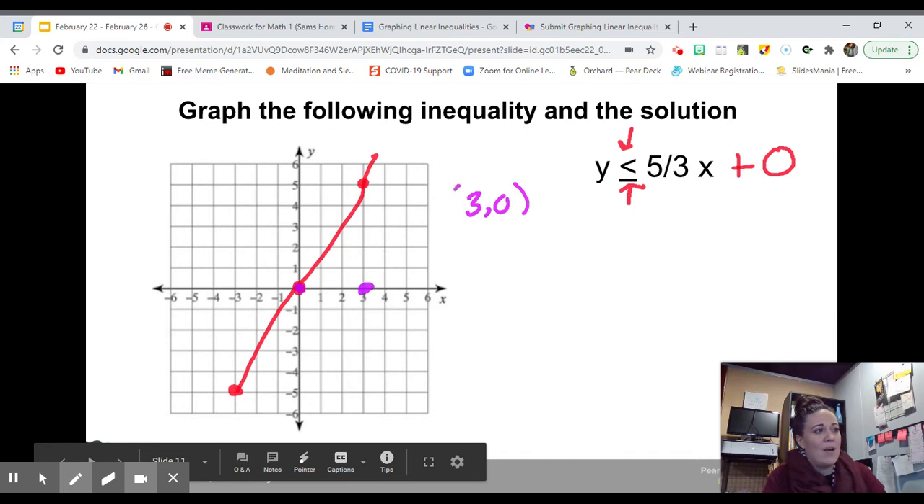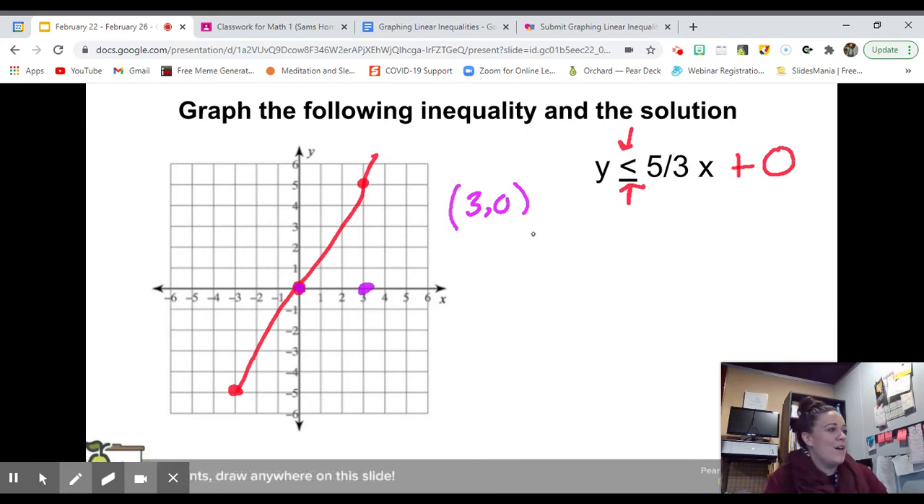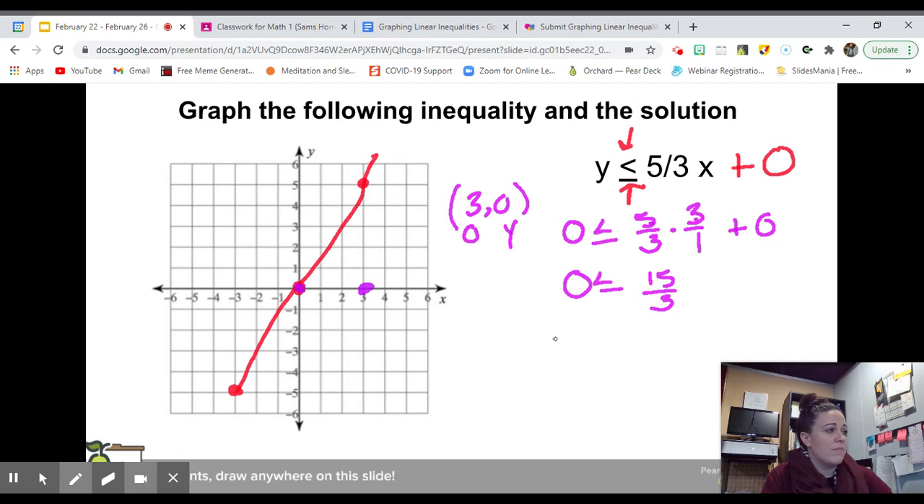In class today, we had various points being used. So again, it doesn't matter what point you use, just pick one, and then you're either going to shade below the line or above the line. So I'm going to use y value is 0, and then 3 is my x. So it's 0 less than or equal to 5/3 times 3 over 1 plus 0. So is 0 less than or equal to 5 times 3, which is 15, divided by 3? So is 0 less than or equal to 5?